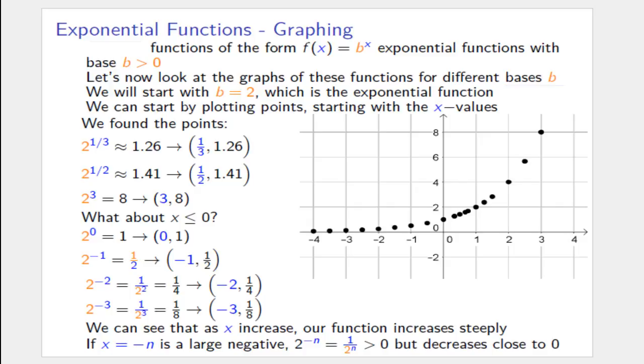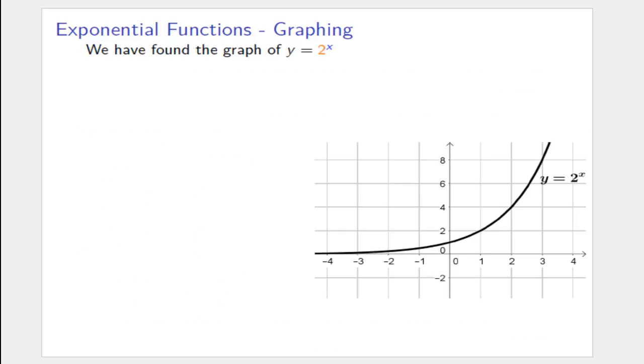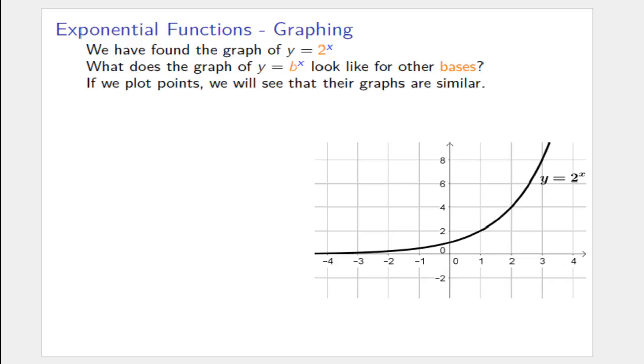If we fill in our graph with more and more points, eventually we get a good picture of what the graph of y equals 2 to the x looks like. Now that we have found the graph of y equals 2 to the x, what does the graph of y equals b to the x look like for other bases? If we plot points, we will see that their graphs are similar.